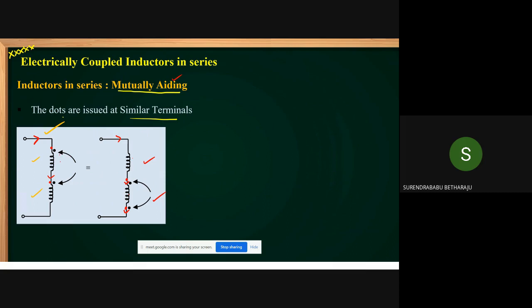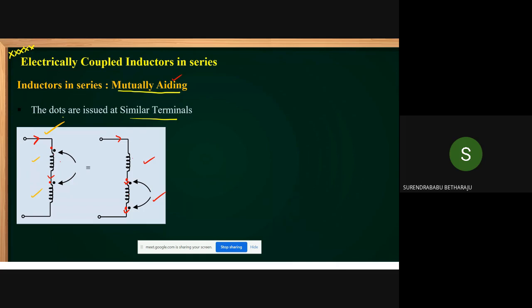Generally, you can analyze based on at which terminals the dots are placed. Is it similar terminals or dissimilar terminals? Generally, dots are placed by the manufacturer according to the sense of winding, from where the winding is started or where the winding is terminated. Dots are placed according to the starting of the winding, or according to the termination of the windings. Understand? Okay, that is the point to remember.